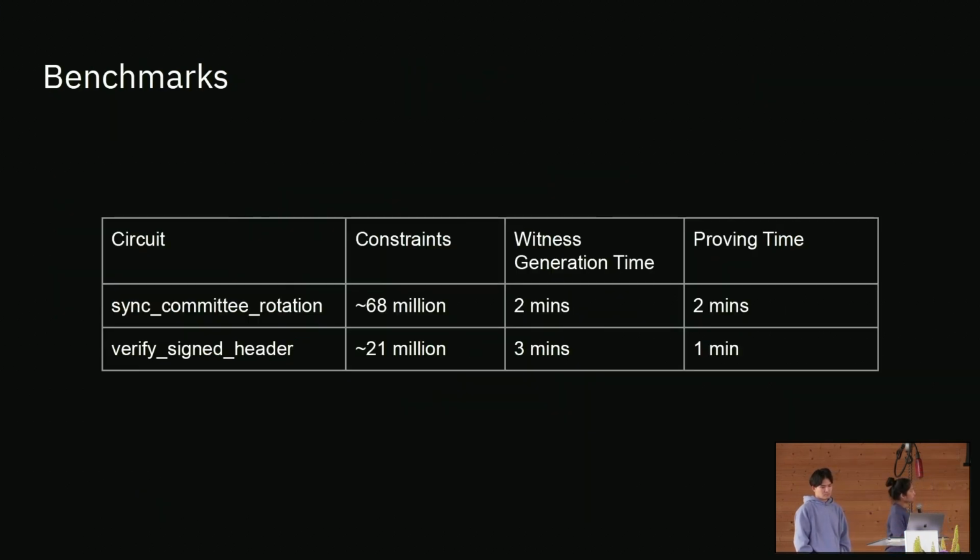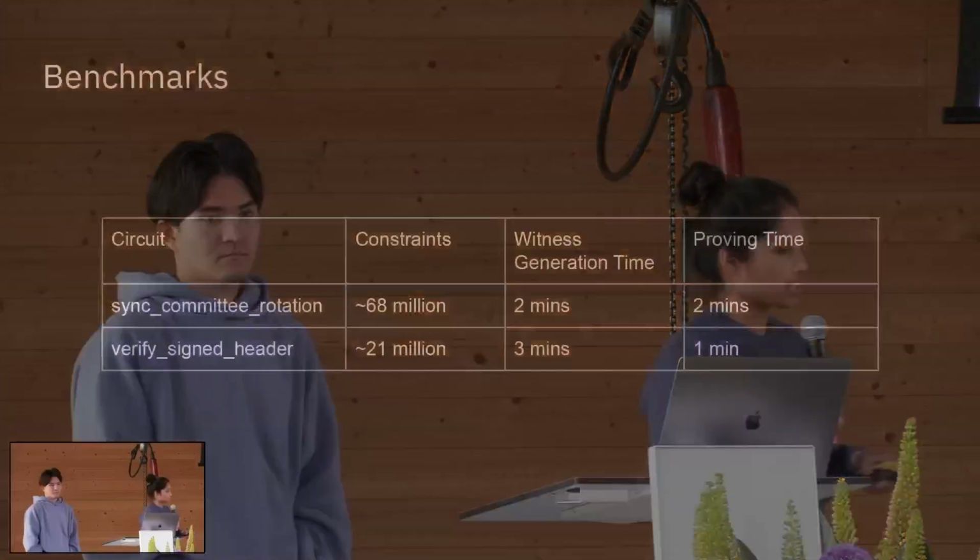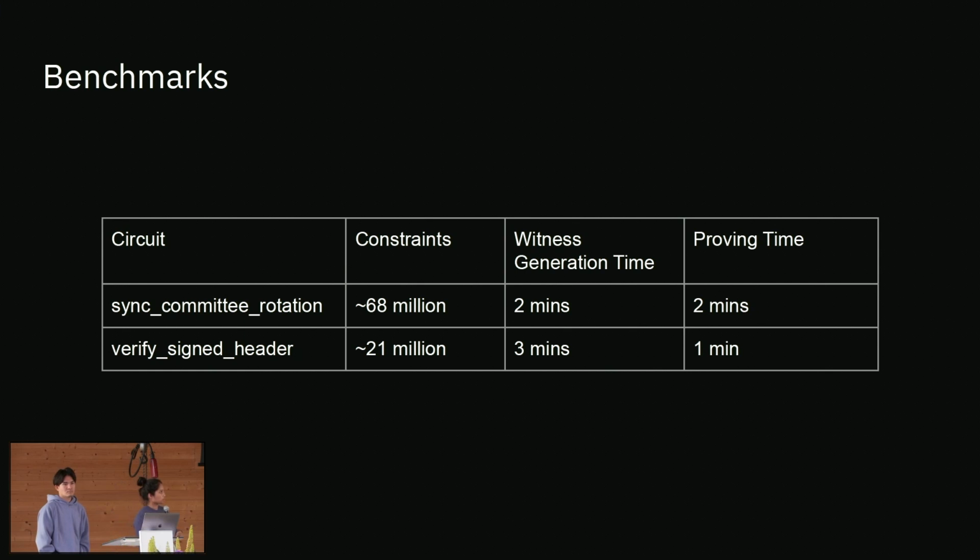And just some benchmarks. So as I mentioned, we have two different circuits. The sync committee rotation circuit has way more constraints because of this SSZ thing I mentioned. But for both circuits, the total witness generation plus proving time is on the order of 4 to 5 minutes. So our methods are actually really practical.